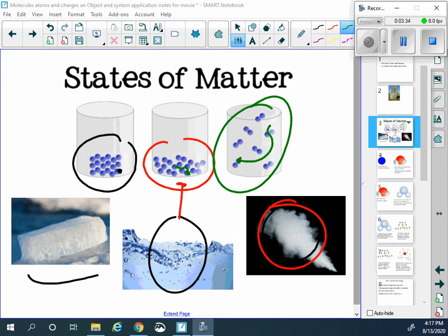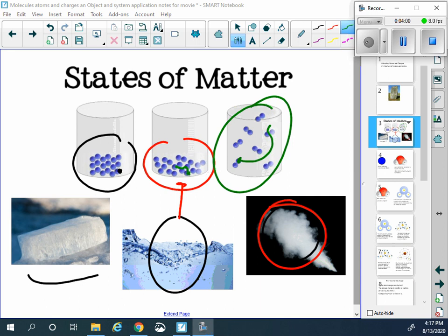And this is why solids will always retain their shape and volume regardless of the container that they're in, assuming the container is large enough to hold the object. Fluids will always maintain their volume but will conform to the shape of their container. And a vapor, well, that will not maintain volume. It will always take the shape and volume of the container that it is in.